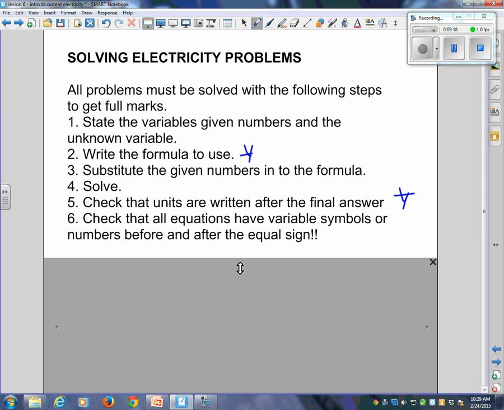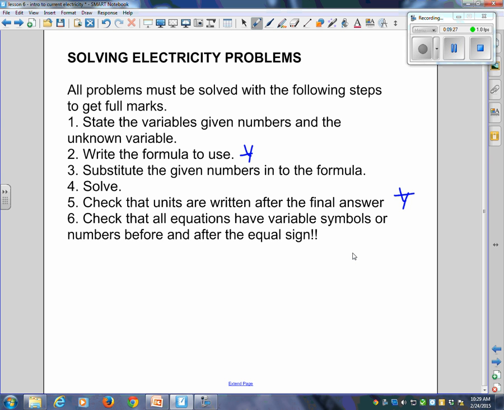Check that all the equations have variable symbols or numbers before and after the equal sign. Some of you are going to need some work on this. Neatness is important. It really is.